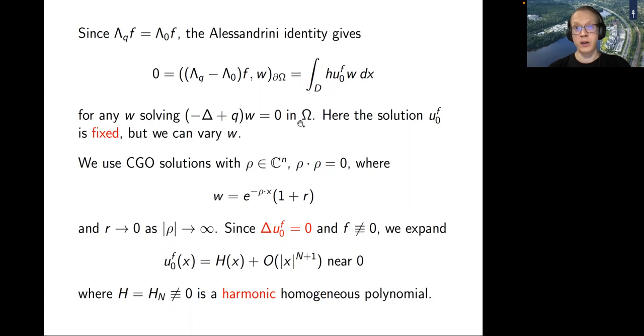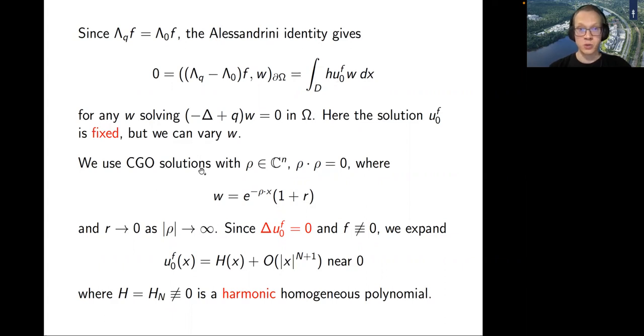So this is different from the Calderón problem because this f is fixed. So the solution u_0^f is fixed. We cannot vary that like in the Calderón problem, but we can vary this other solution w, the solution of the Schrödinger equation. And this looks like it is not so much information, but it turns out that if D has a corner point, then you can get the information out of this identity here.